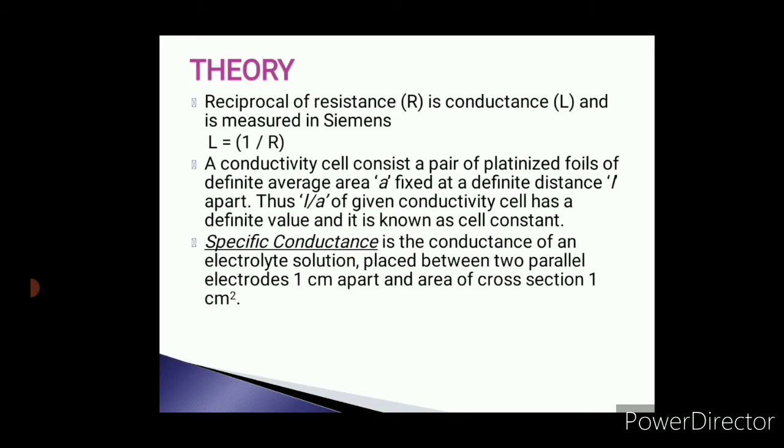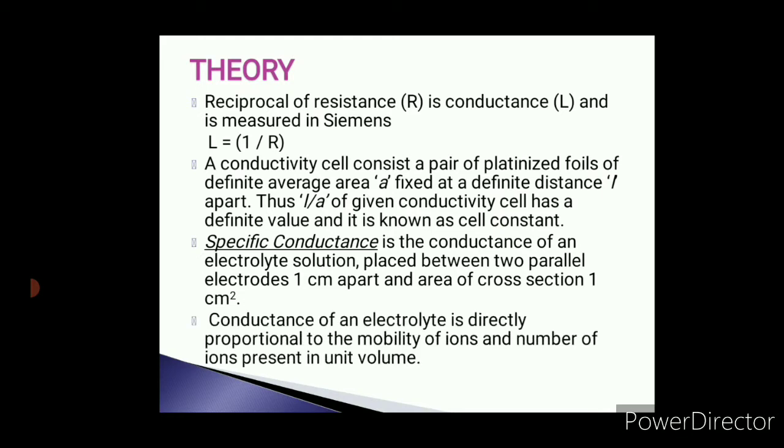Now in this experiment we are going to determine the specific conductance. What is specific conductance? Specific conductance is the conductance of an electrolyte solution placed between two parallel electrodes kept 1 centimeter apart with an area of cross section of 1 centimeter square. When we use such a conductivity cell, which has two platinized electrodes kept at a specific distance, it will tell us the specific conductance.